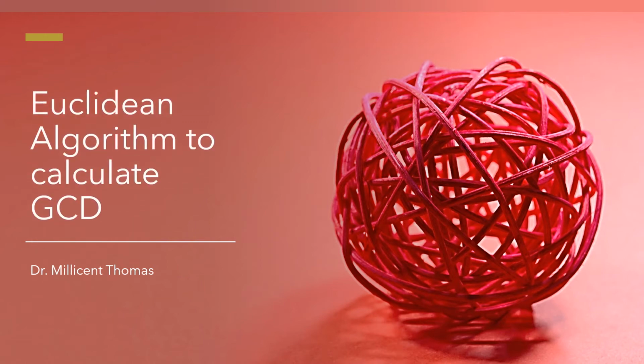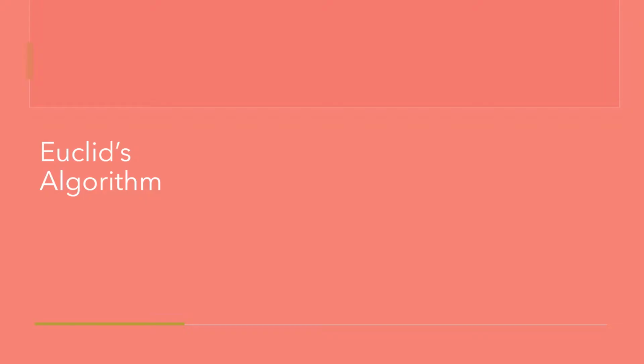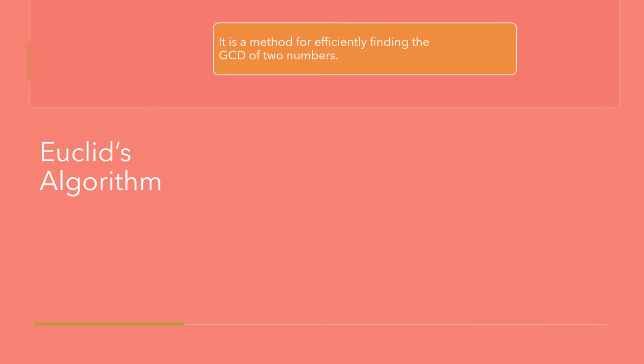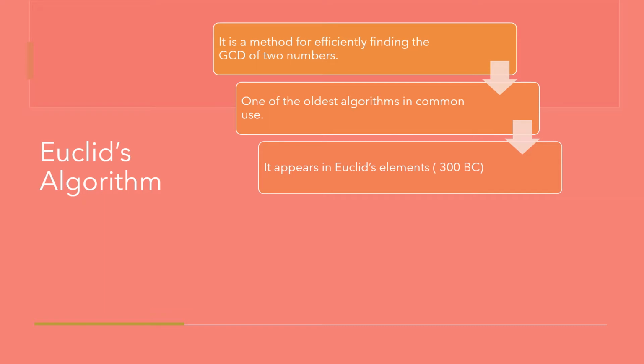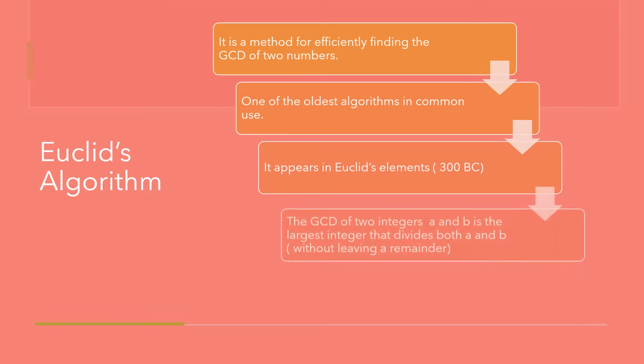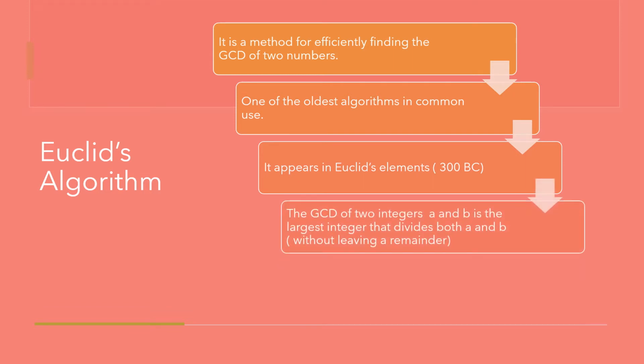In this video, we are going to use the Euclidean algorithm method to calculate the greatest common divisor of two integers a and b, that is the GCD of the integers a and b. Euclid's algorithm is a method for efficiently finding the GCD of two numbers, say a and b. It is one of the oldest algorithms in common use, and it appears in Euclid's Elements, which he wrote in 300 BC. The GCD of two numbers a and b is the largest integer that divides both a and b without leaving any remainder.